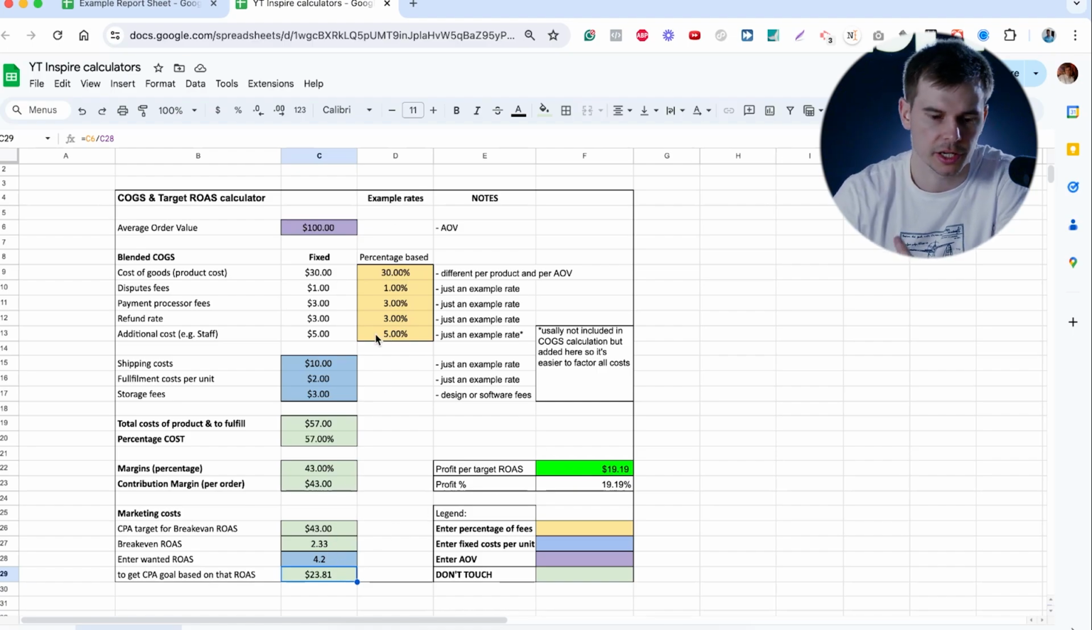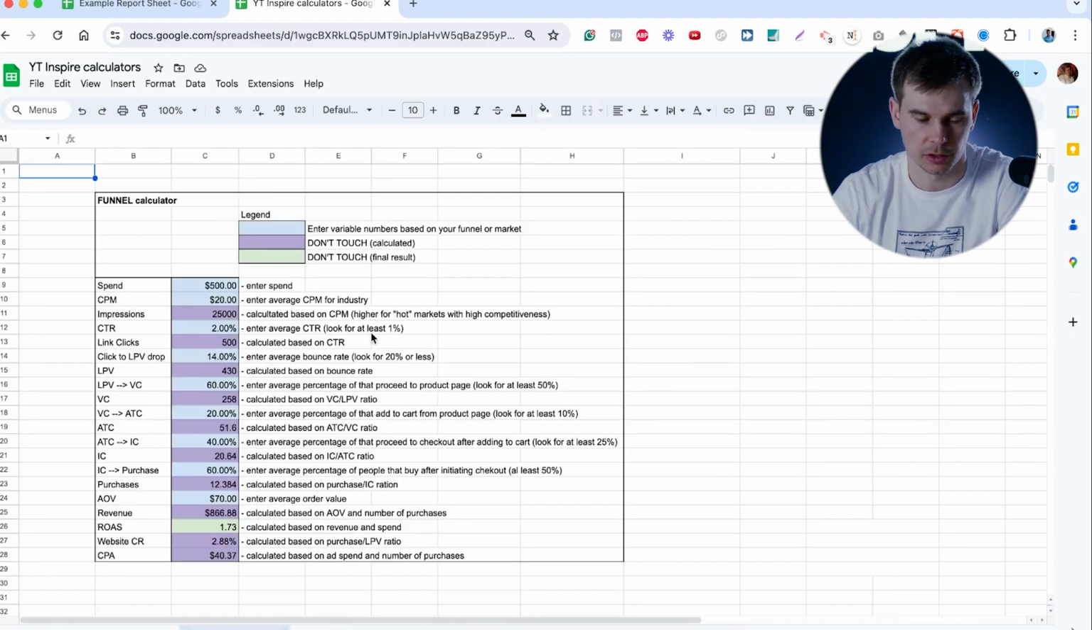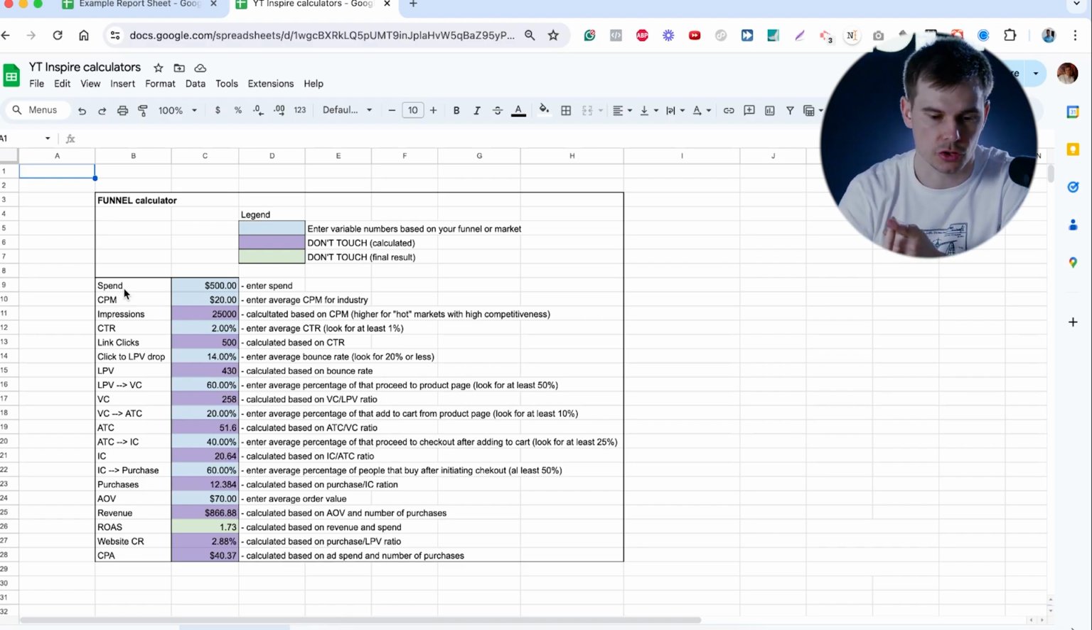you need to hit. Okay, now that we know what target we need to hit, we need to work on our funnel. So this is a calculator that I created that tells us where in the funnel we could have drops. So basically, it just tells us where people could drop off in your funnel. First, we spend money. After that, the ad is shown. People click on the ad. People land on our landing page. They proceed to product page. They add to cart. They check out and they buy with a certain AOV.